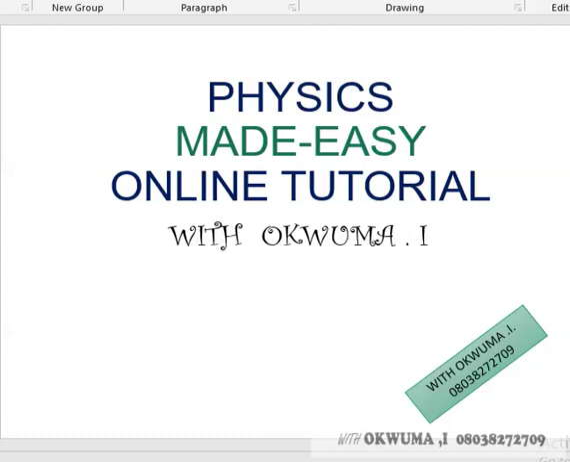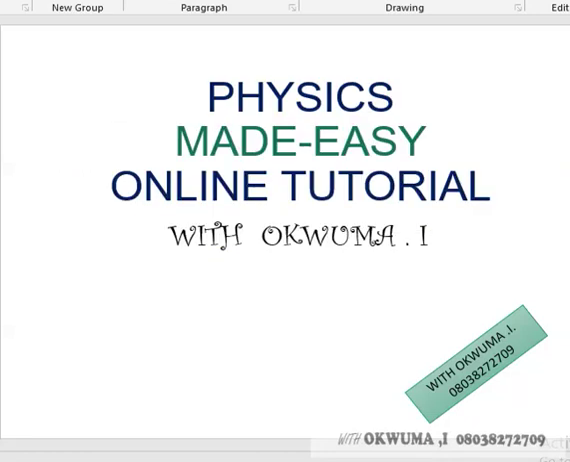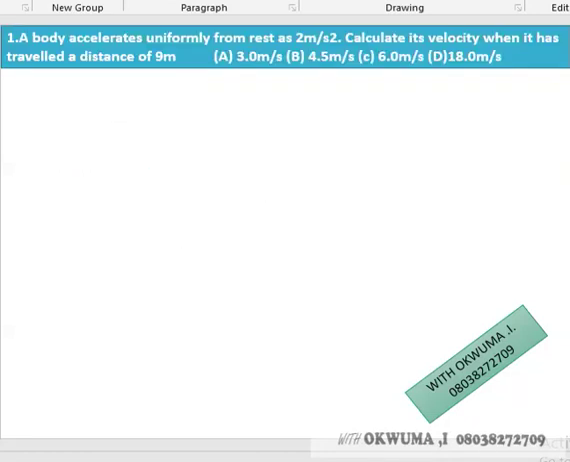Today, we want to look at some revision questions in physics. These questions cover first term, second term, and third term work. We're going to see some objective questions. We start with question number 1.